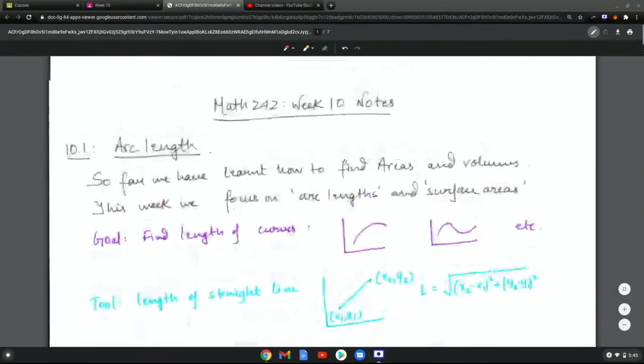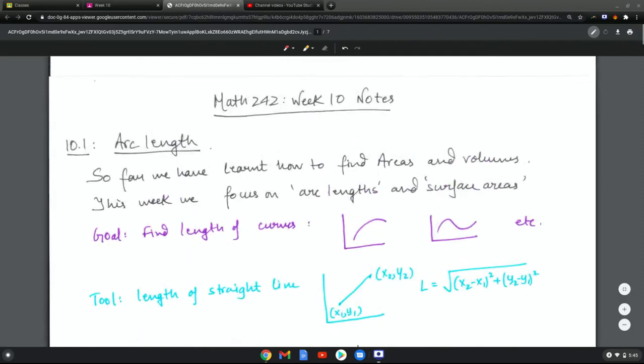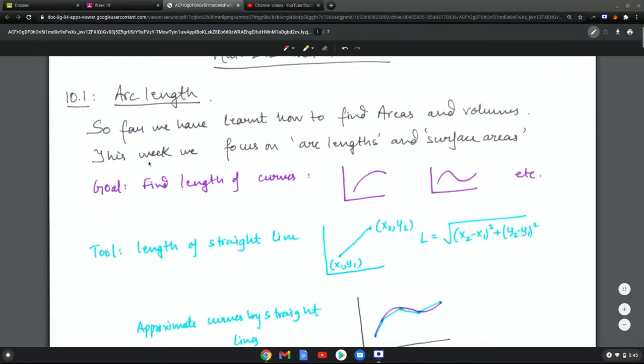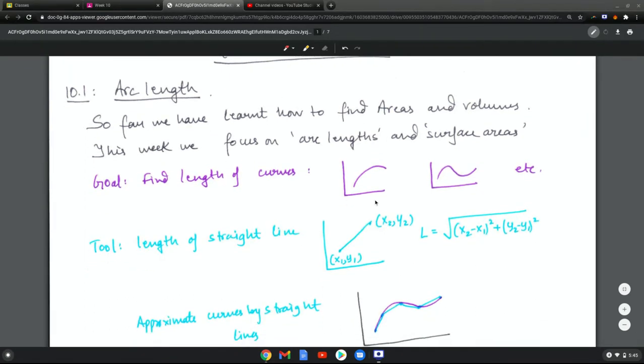We're going to continue working on applications of integrals. We have seen areas under curves, volumes of revolution of solids using two different methods. Now we're going to look at arc length. Okay, so here's the goal. Given any function that has shapes with curves, what's the length of this curve?